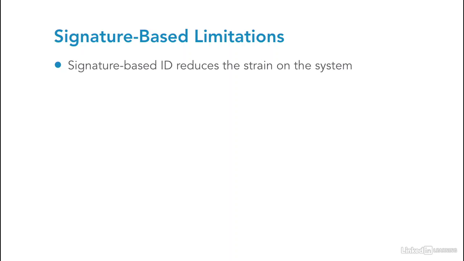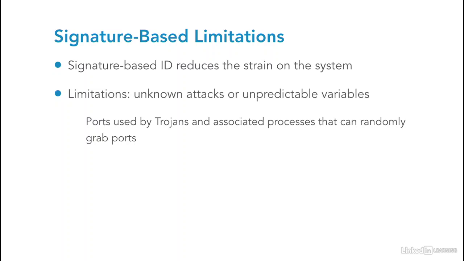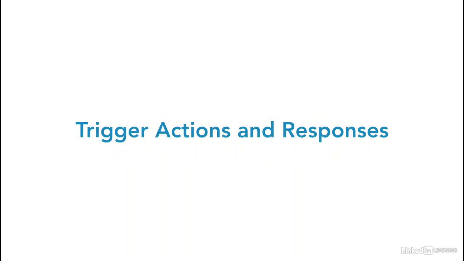Using signature-based intrusion detection reduces the strain on the system, but it does have limitations when there are unknown attacks or variables that are unpredictable, such as ports used by Trojans and their associated processes, which can randomly grab ports. The signature database is the heart of the intrusion detection system. For the system to be most effective, the signature file must be updated regularly. When there is a signature match, the intrusion detection/intrusion prevention system executes the corresponding action: alert or logging function.